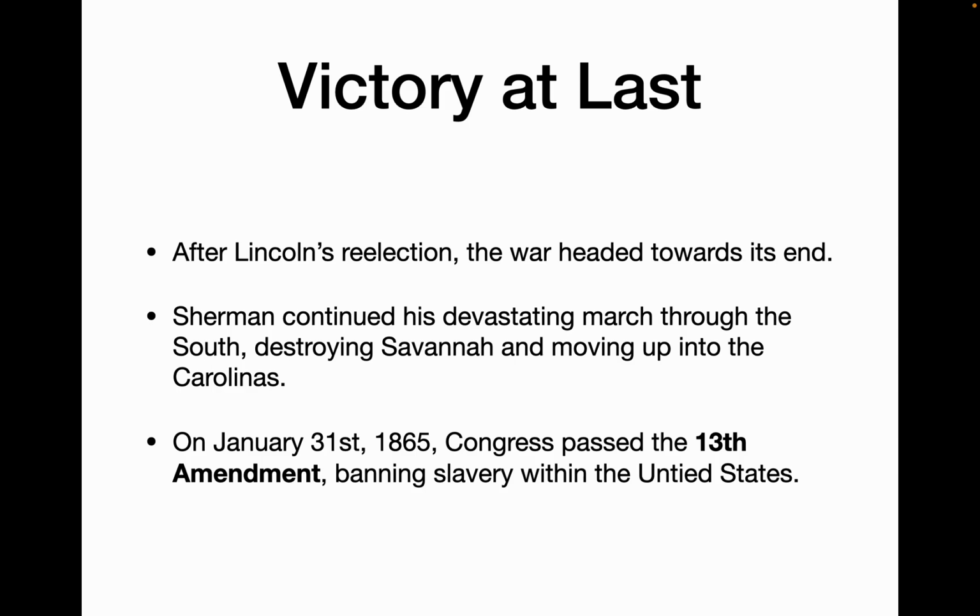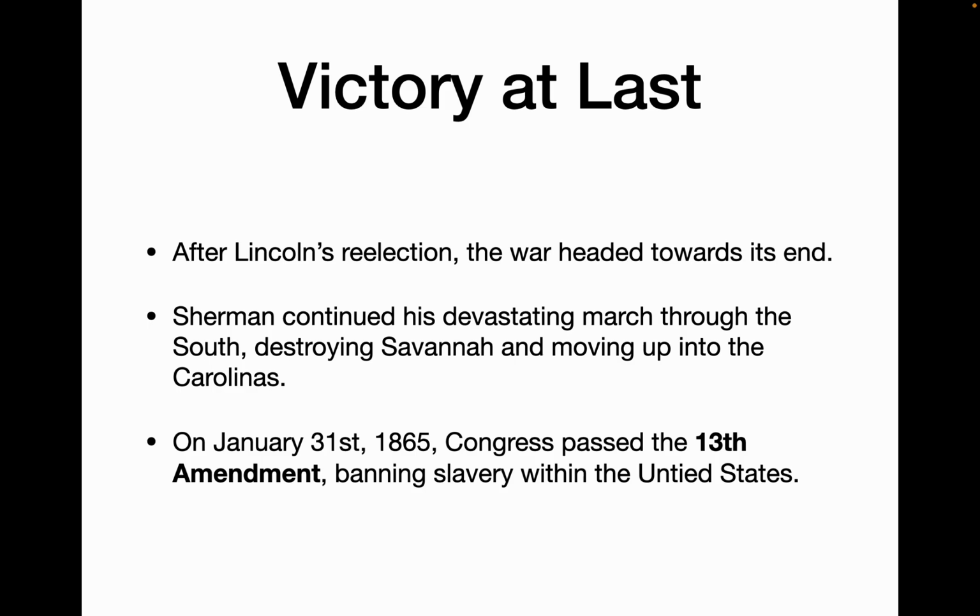Now, after Lincoln's re-election, the war headed towards its end. We were very close. Lincoln was elected in 1864. The war ended April 1865. Sherman is continuing his fiery march throughout the South. He is destroying Savannah. He's moving up through the Carolinas. He captures Charleston, which is where the whole Civil War started in the first place.